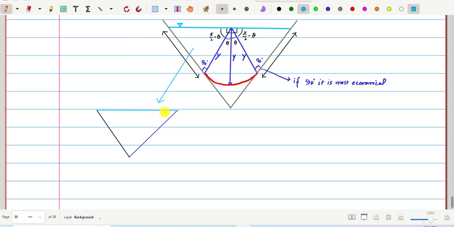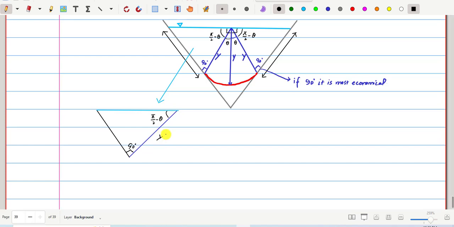Write down the angle values of angle. This angle is pi by 2 minus theta, right? This is 90 degrees. And what is this distance?